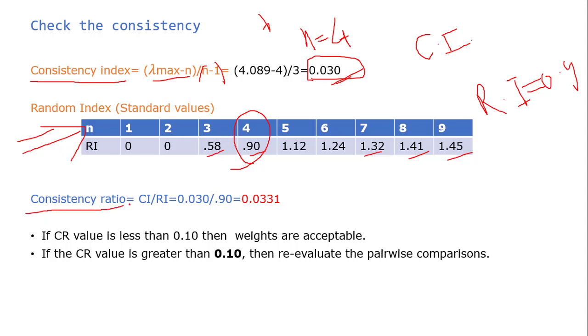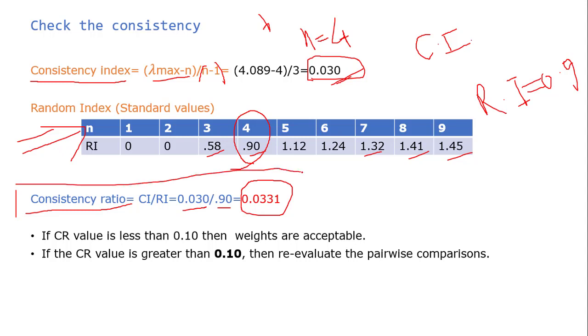Now calculate the consistency ratio, which means CI divided by RI. CI is 0.030 divided by 0.90. This comes to be this.